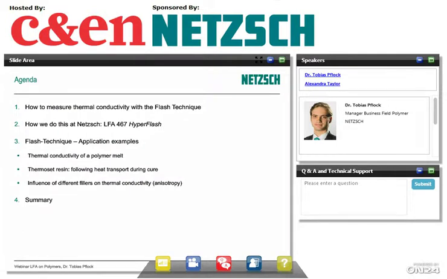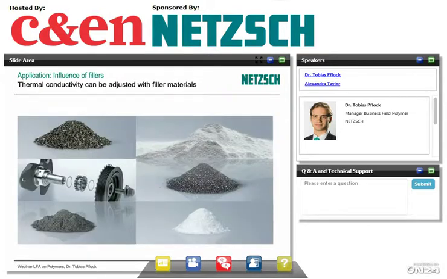And last but not least, I would like to talk about the influence of different fillers, as I mentioned at the beginning, because this is how we can adjust the thermal conductivity of a polymer, and there's commonly different kinds of fillers applied to do so. Well, this is just an overview. Well, there's many different filler materials, very commonly used.